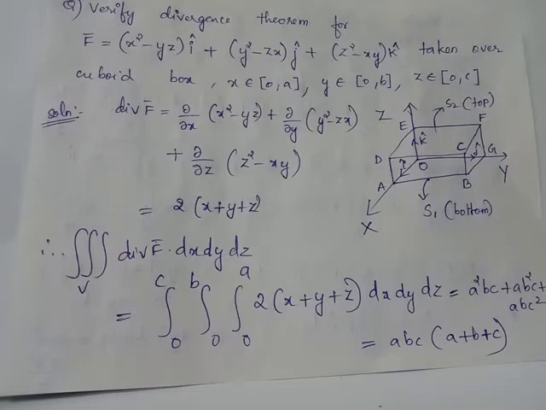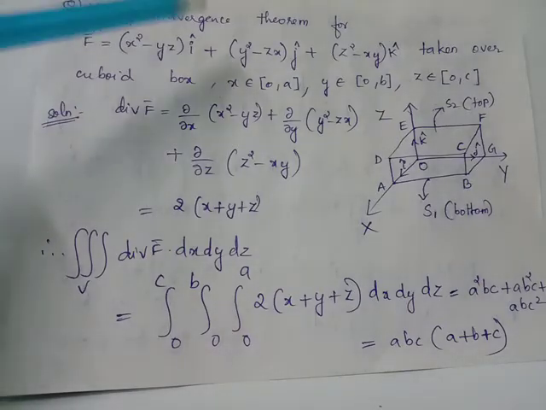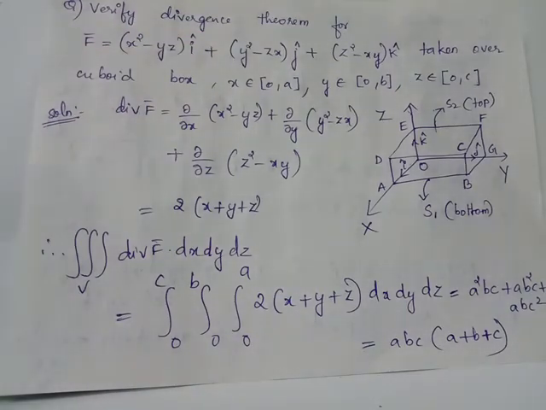We have divergence of f bar, which can be evaluated using ∂/∂x of the first component function plus ∂/∂y of the second component function plus ∂/∂z applied on the third component function of the given vector field f bar. We obtain divergence of f bar equal to 2 times (x + y + z).